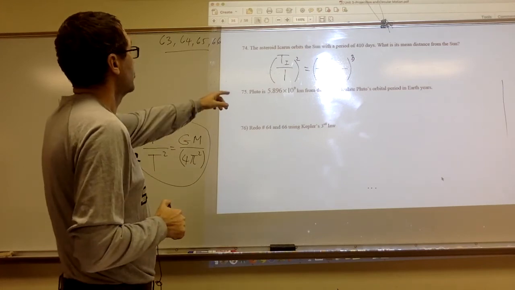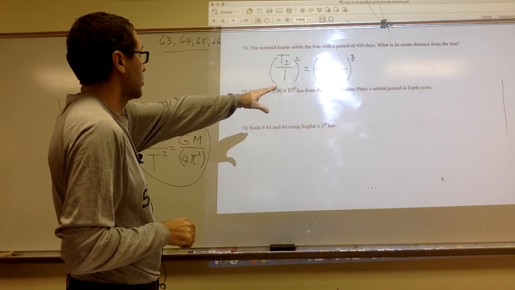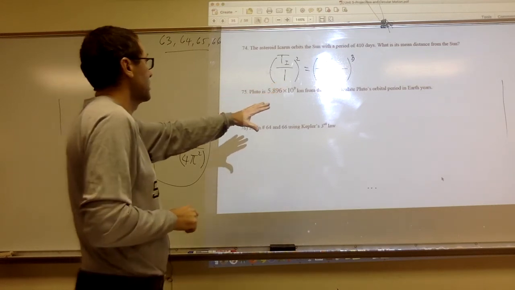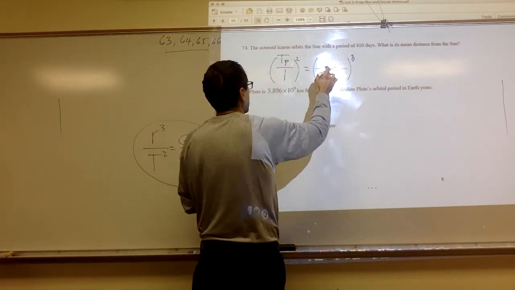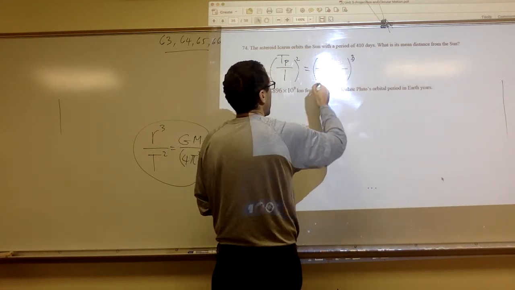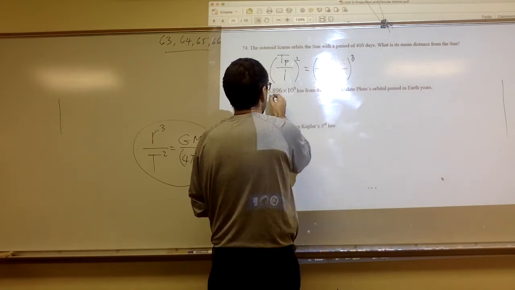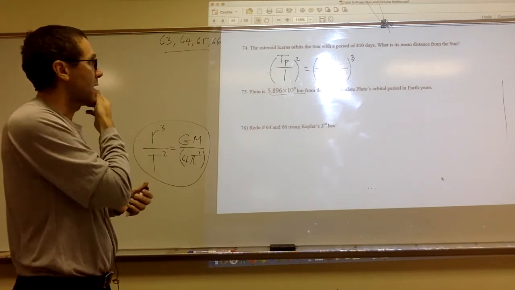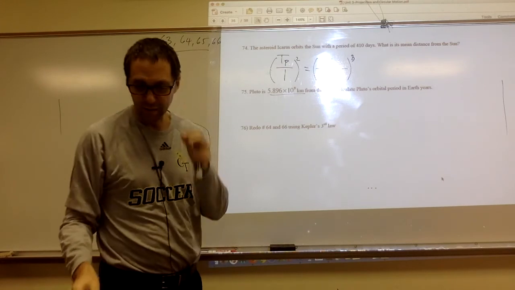Right. Pluto is that much from the sun. Calculate Pluto's orbital period in Earth years. So I think we just compare Pluto to Earth. So I'm going to do it right here. T_P squared over T_E squared equals r_P cubed over r_E cubed. This is the radius of Pluto's orbit, and this is the radius of the Earth's orbit. This is given. You can look up the radius of the orbit of the Earth, and you can just divide.